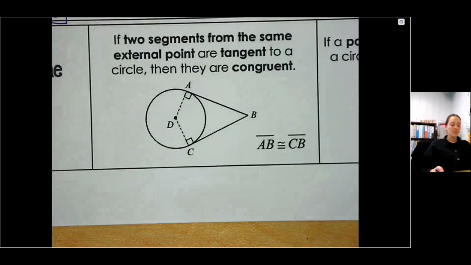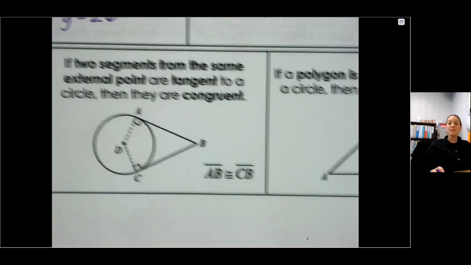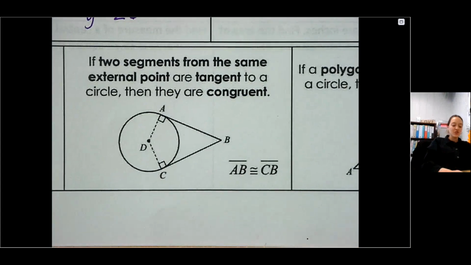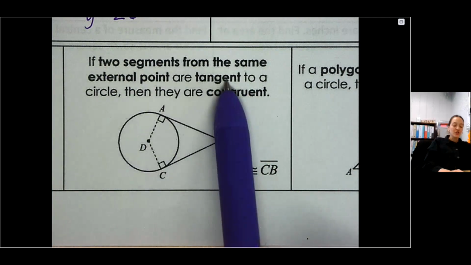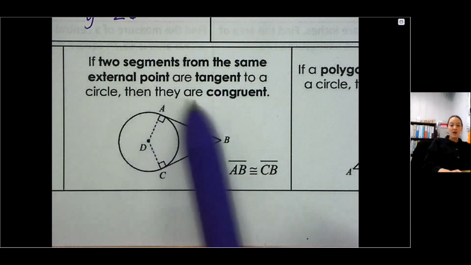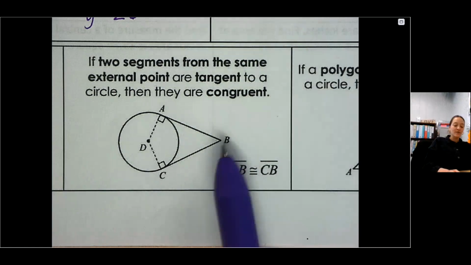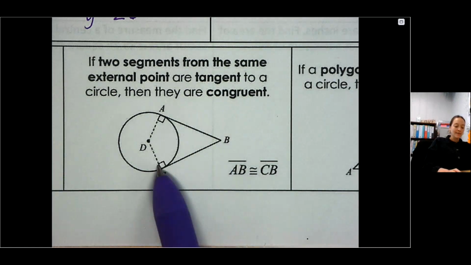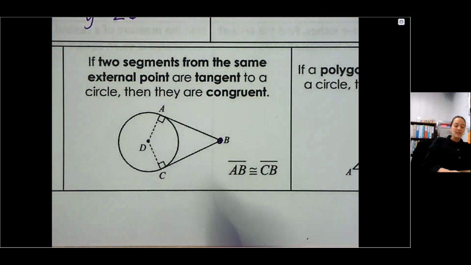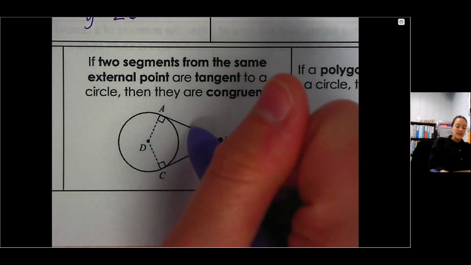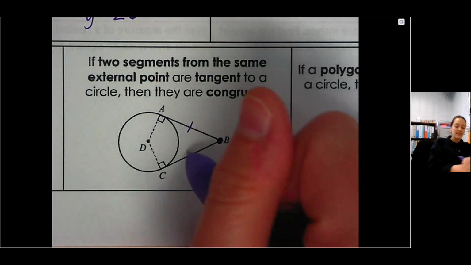Okay. Let's just take a look at these two properties real quick and then we'll flip it over. Here are the only two properties. It says if two segments from the same external point are tangent to a circle, then they are congruent. So if you have two lines that are tangent, they make 90-degree angles and they meet up at the same point, that means this segment AB is congruent to this segment CB.